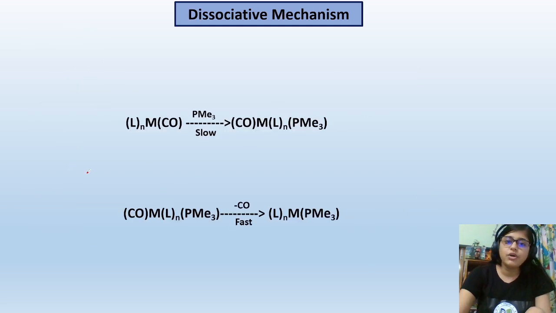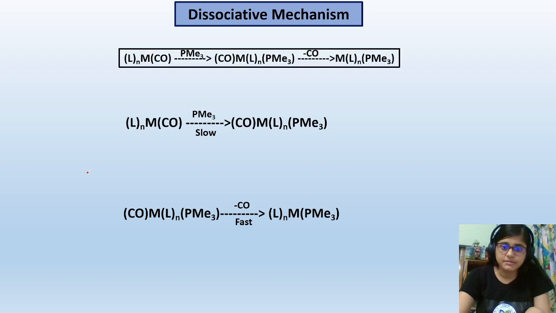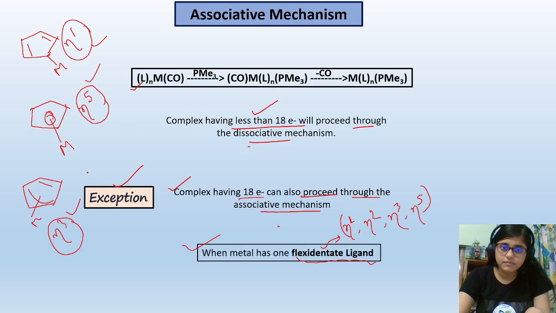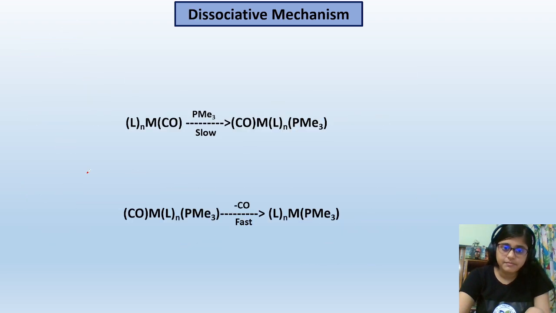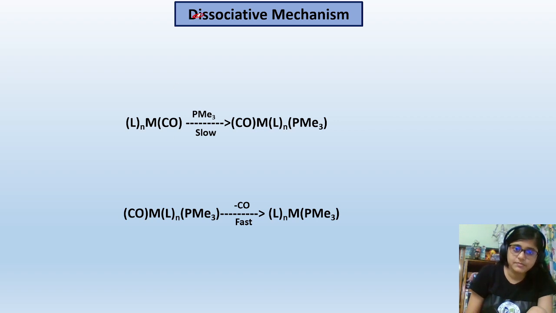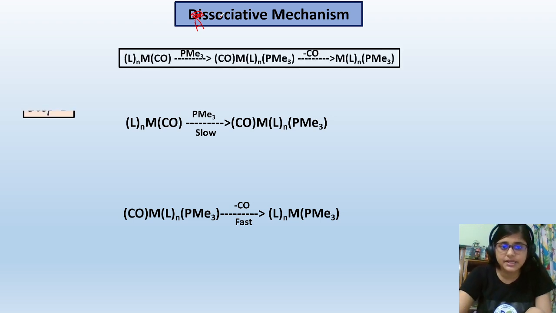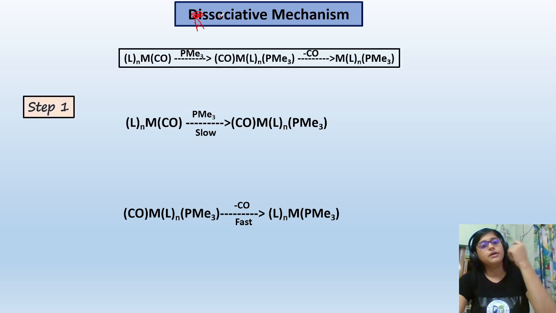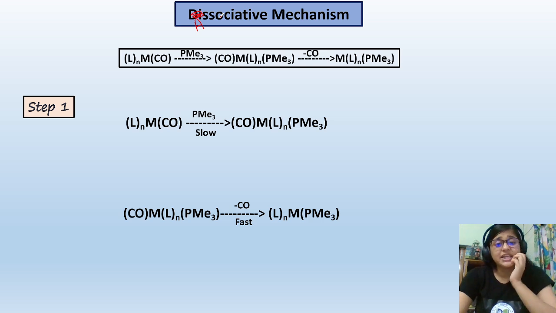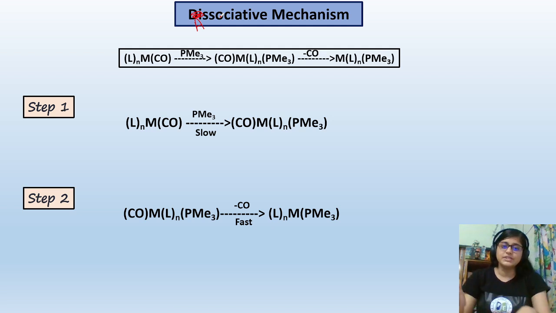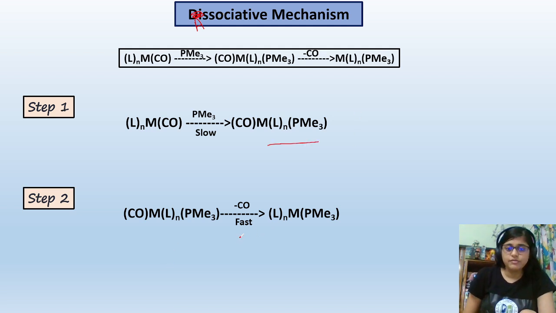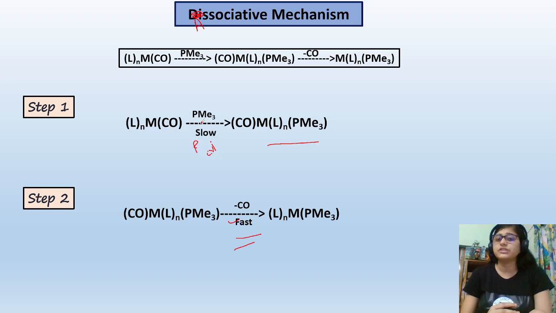Okay. So coming to the associative mechanism, step 1 is the slow step, which is the attachment of the new ligand, and step 2, after attachment, is the removal, which is a fast step. Slow step means it is the rate determining step. So the rate of the associative mechanism will depend on the association of the new ligand.